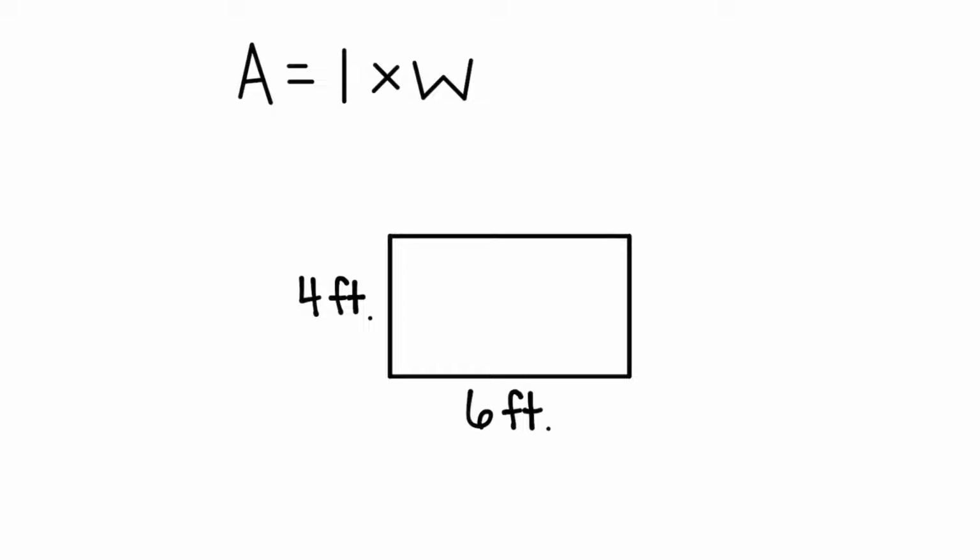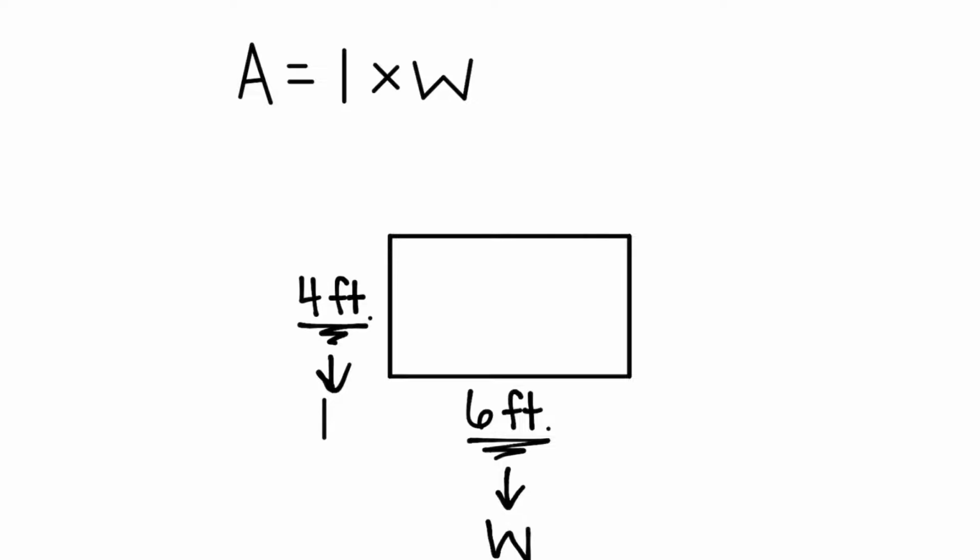It says A equals L times W, and this means area equals length times width. So if I look down here at these numbers, we have 4 feet, which is the length of this rectangle. And we have 6 feet, which is the width of this rectangle.